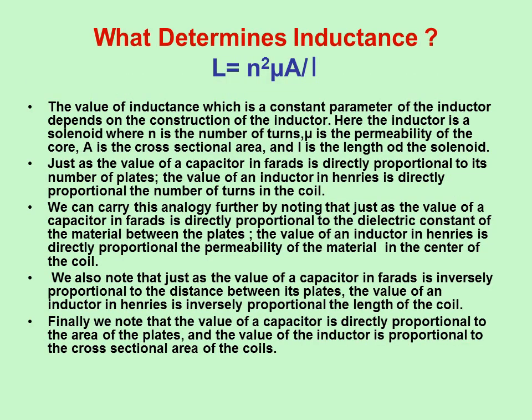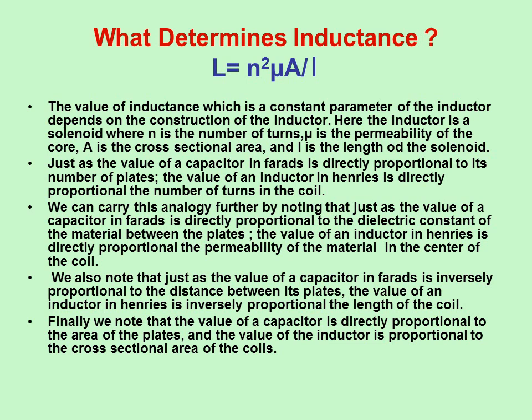What determines inductance? Here I've put in an equation for inductance. L is equal to the square of the number of turns times mu, the magnetic permeability, times area, the cross-sectional area of the coil, divided by the length. Here the inductor is a solenoid where N is the number of turns.